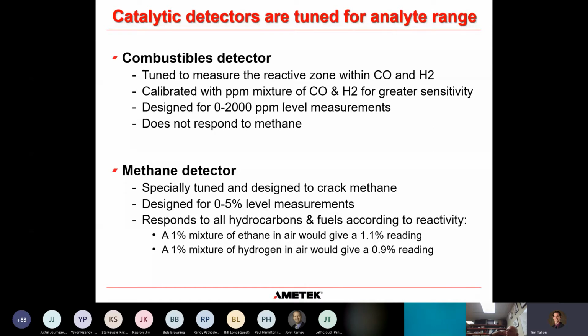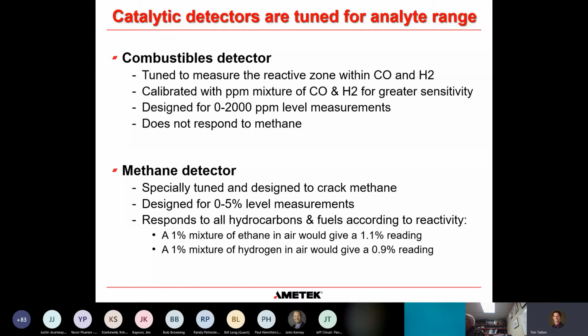Obviously, we can tailor to 0 to 10,000 if you need to, 0 to 1%. But what this allows you to do is work within your ppm range and measure for carbon monoxide and hydrogen. Again, the incomplete combustion, the compounds you would see during incomplete combustion. But one caveat is that the combustible detector is not operating hot enough to crack methane. There's no response to methane for a combustible detector because it's not operating hot enough to crack methane.